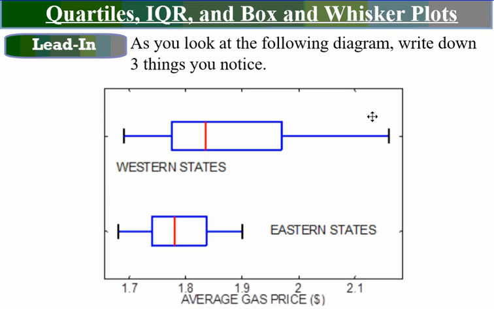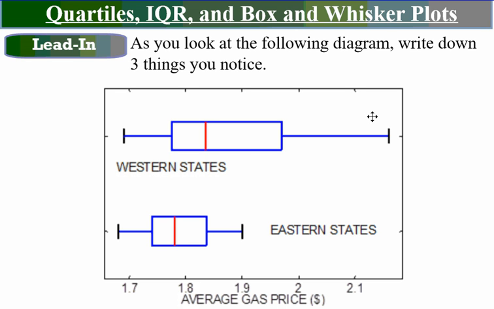plot, or synonyms. So here's an example of two box plots just to see what you naturally might think when looking at it, what your background knowledge is. So maybe take a minute, pause the video. If you look at the two box plots shown, this is comparing average gas prices between eastern and western states. Maybe write down 3 things that you notice, and I'll come back and share some of the things that I noticed, then we'll move forward looking into how we construct our own. So pause the video now.